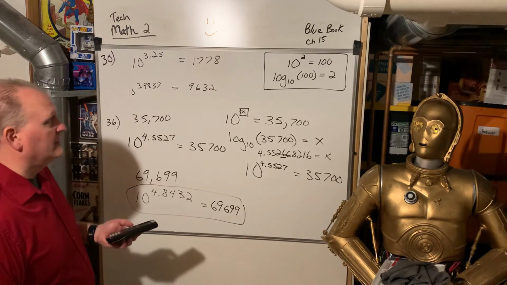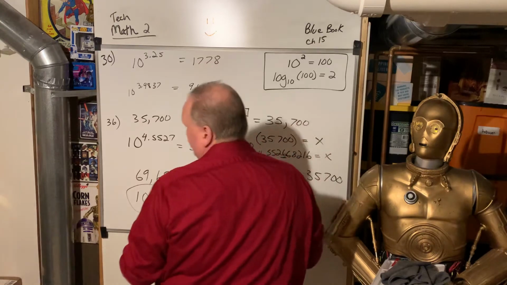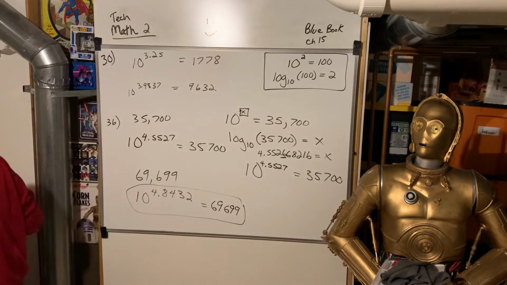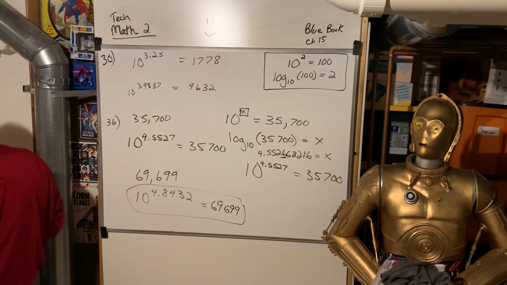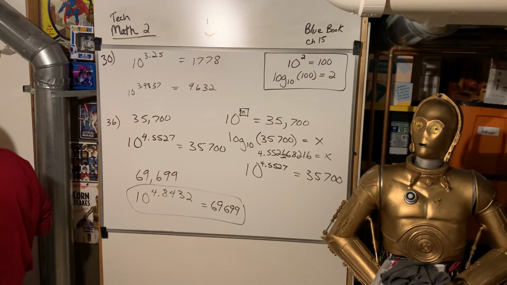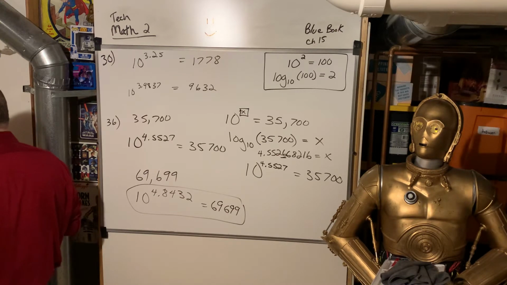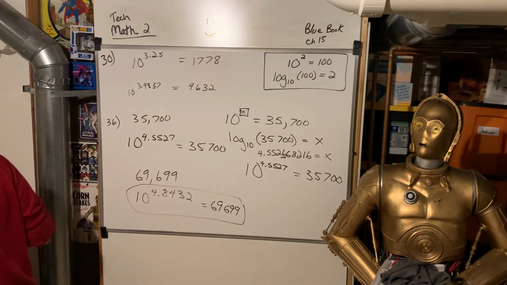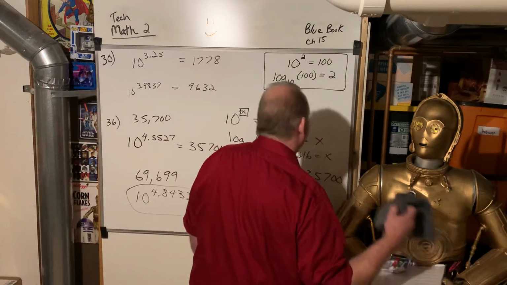Okie dokie. So logs are really just a fancy way of writing exponents. So don't let those throw you. Let's take a look at 15.5. Common log is base 10. So the log of 291 is, here we'll look at 40.